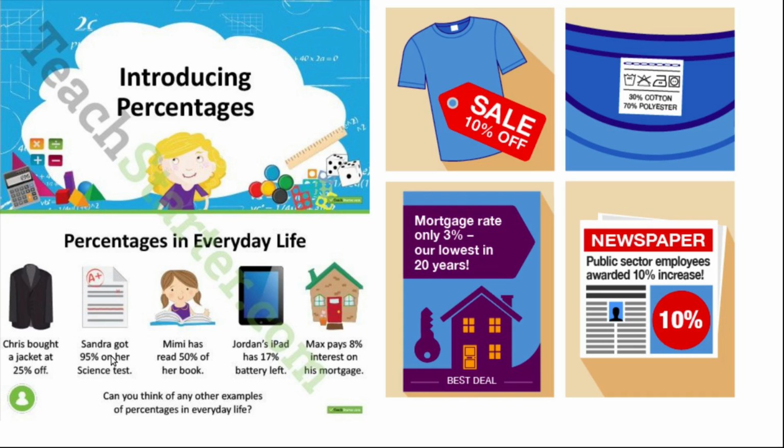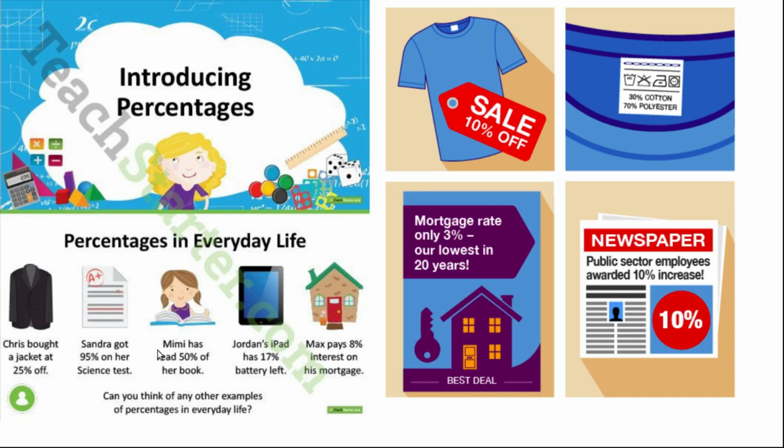Next, Sandra got 95% on her science test. So again we have percentage here. What is this 95% on her science test? The science test may be of 50 marks, 200 marks or 80 marks. Whatever the total marks is, out of those total marks she scored 95%. If it is 100 marks, what is 95%? That is 95 out of 100.